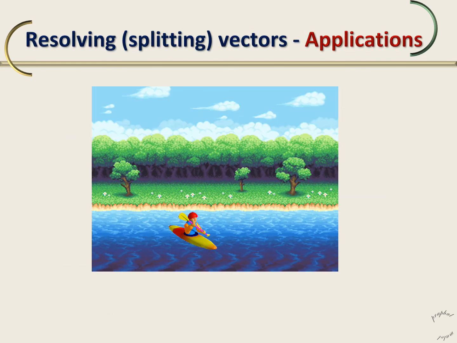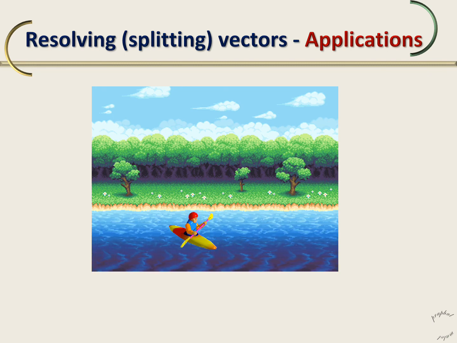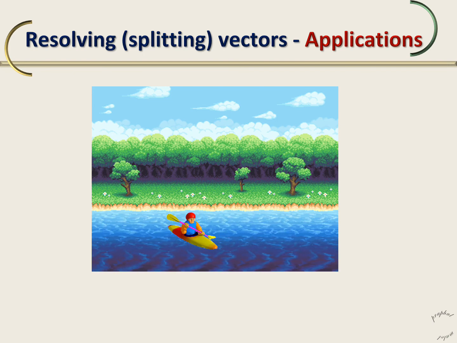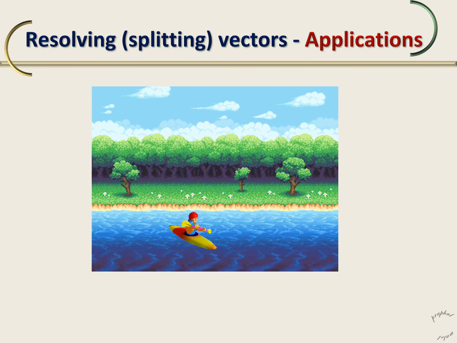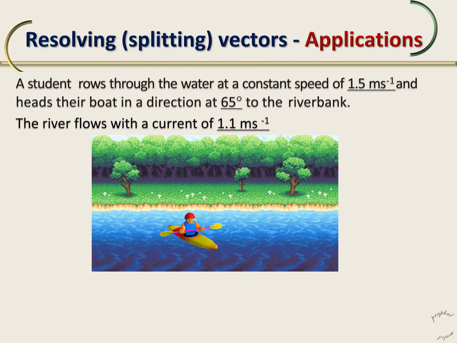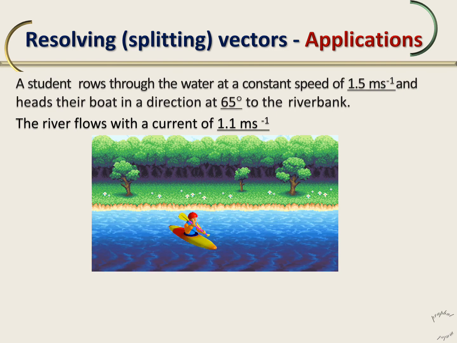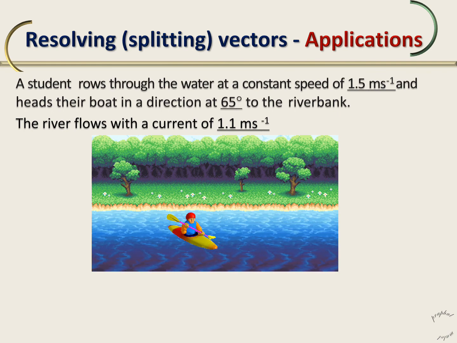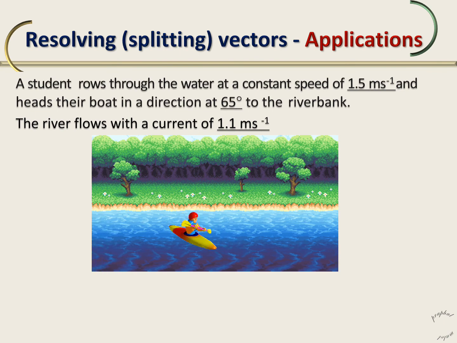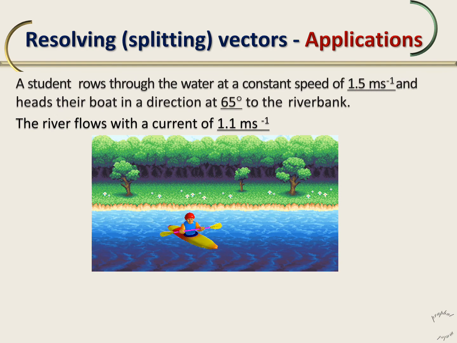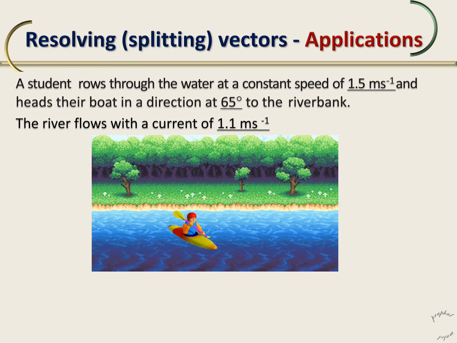Let's see some of the real life applications of the splitting of vectors. I'm going to consider the same example we did before, but this time no graph is given. We are going to use the splitting or resolution of vectors to solve this problem. This was the question. The person had a velocity of 1.5 meters per second at 65 degrees, but the river current is 1.1 meters per second horizontal. What is the resultant velocity? If you are looking from the river shore, how much velocity will that person appear to have?